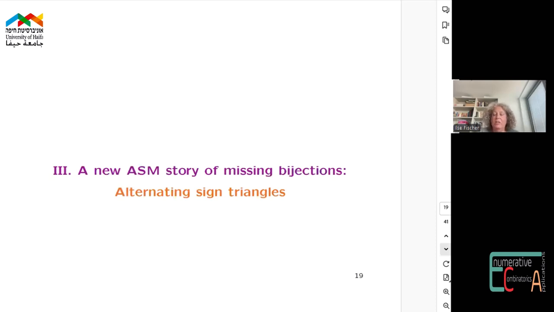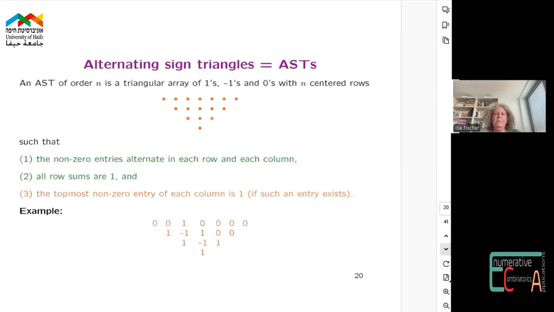And this is actually a rather new story, but again about missing bijections. Namely, I will define alternating sign triangles. So they are very similar to alternating sign matrices. The only thing that has changed really is the shape. So we don't consider square shape, we consider this triangular shape. And you can immediately look at the example below. Again, the entries are 1, -1, and 0.